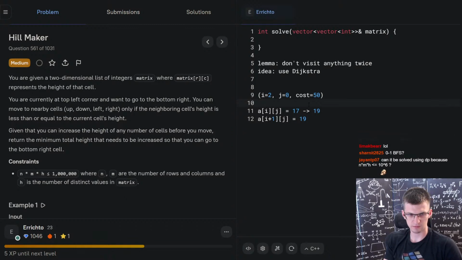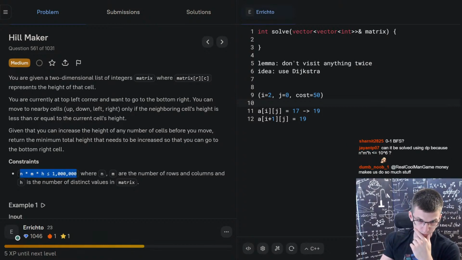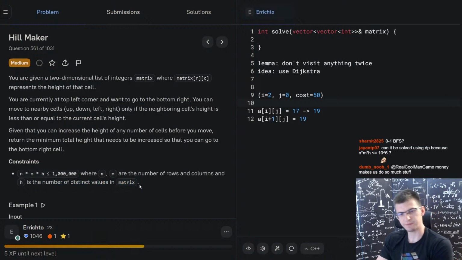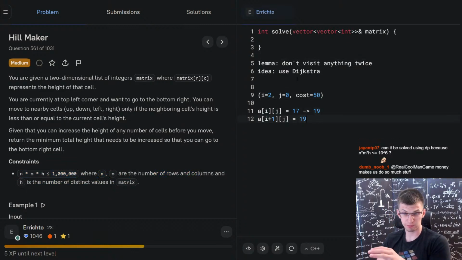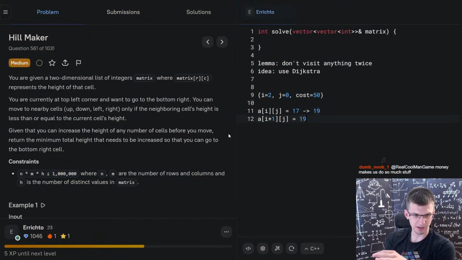This is not 0-1 BFS if we can sometimes get extra cost of like 20. Oh, this constraint. I see. I see. I think we will use this constraint. I will finish my thought. Here I tried to make it n times m, but with those constraints I bet that Dijkstra will not work. And instead I will need to use this constraint.